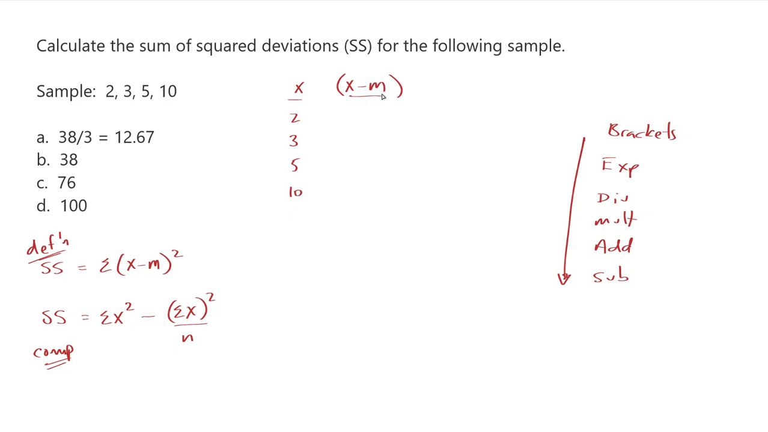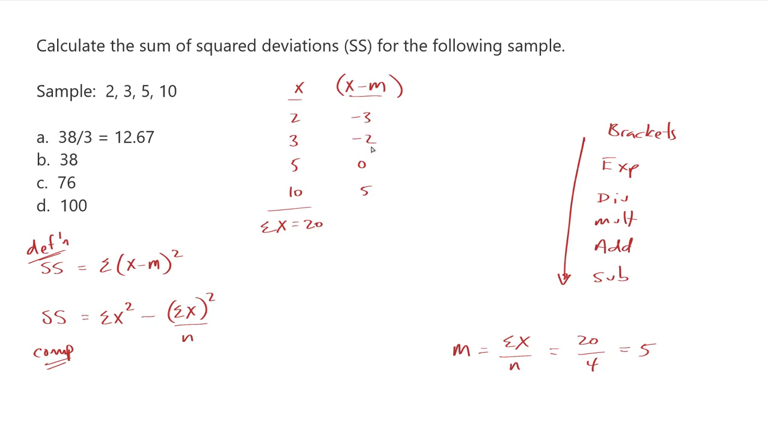But in order to even get started doing that, I need to know what my mean is. And so I have to do the sum of x over n. So I'm going to add up my values. So 2 plus 3 is 5, plus another 5 is 10, plus another 10 is 20. So I've got 20 divided by 4 different values. My mean is 5. So I'm going to take each one of these scores and subtract 5. 2 subtract 5 is minus 3. 3 subtract 5 is minus 2. 5 subtract 5 is 0. And 10 subtract 5 is 5.